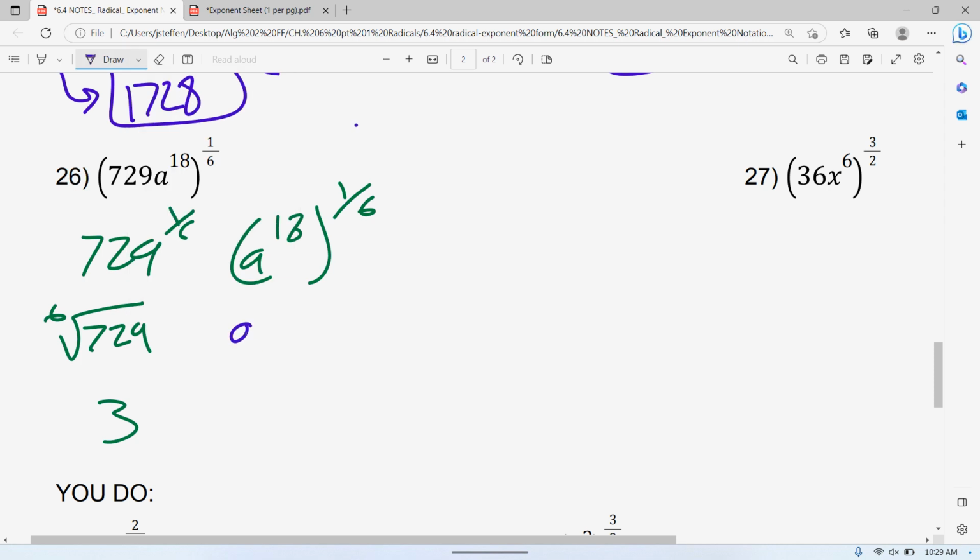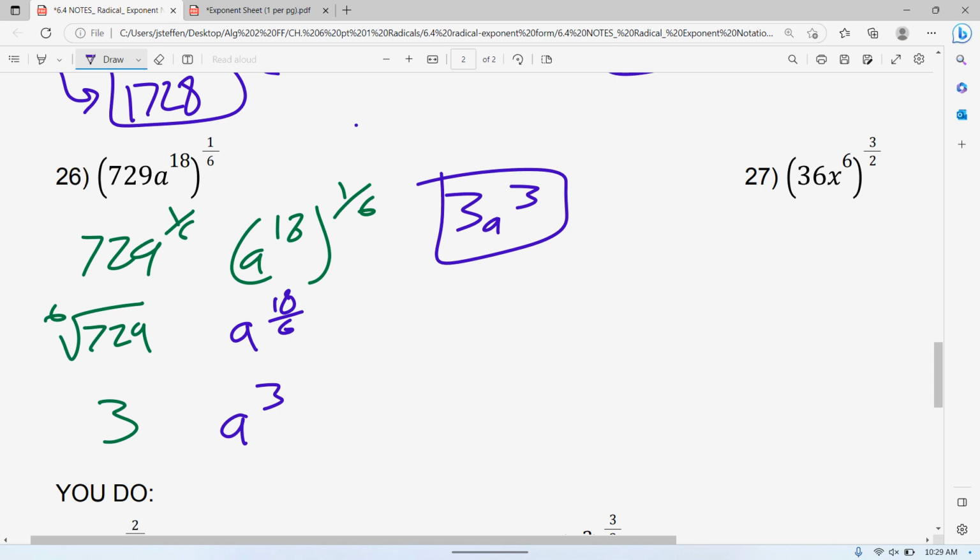So a to the 18 over 6, 18 divided by 6 is 3. Put that back together. That's 3a to the third. In my opinion, the hardest part of that is just remembering that that 1/6 has to go with both of those. If I would have another variable in there, so if it would be like 729, a to the 18th, b to the 5th, c to the 6th, that 1/6 goes to every single one of those.